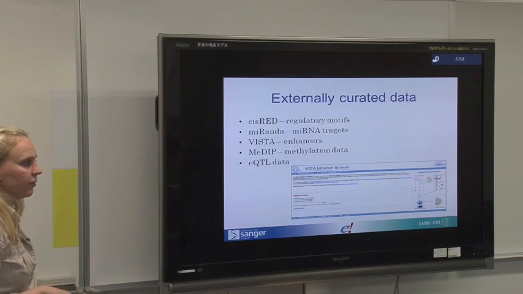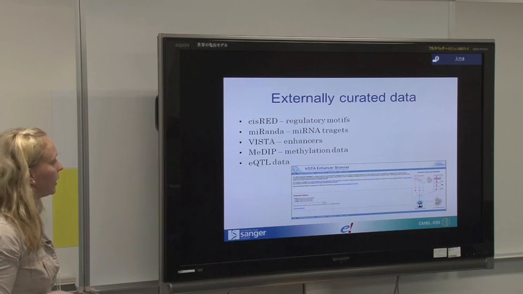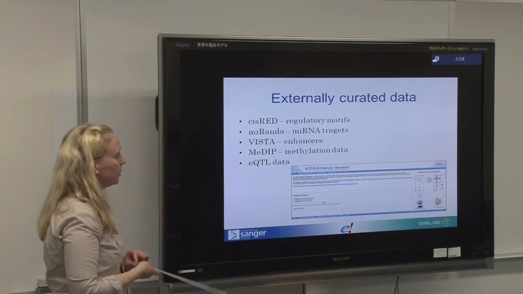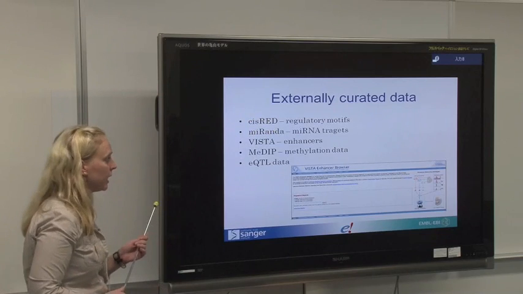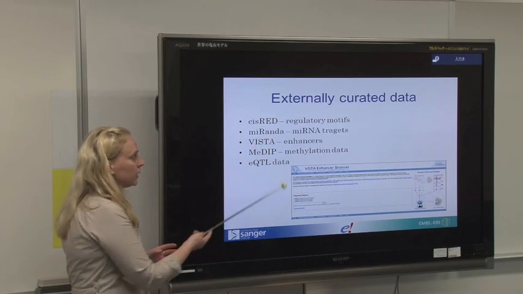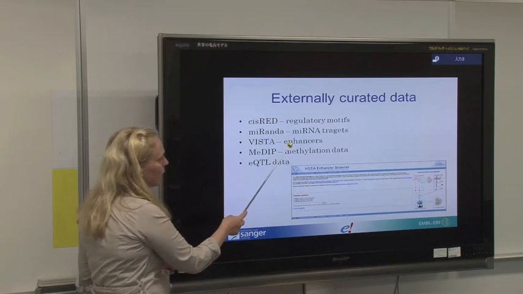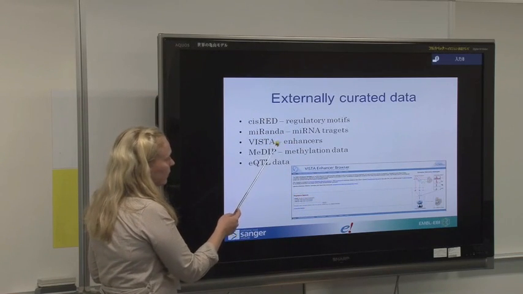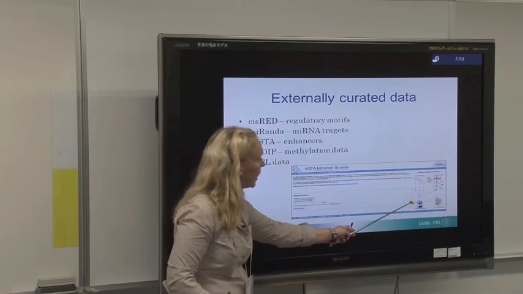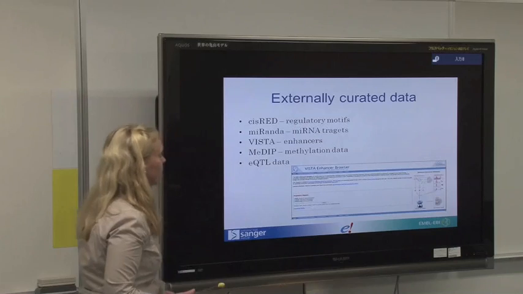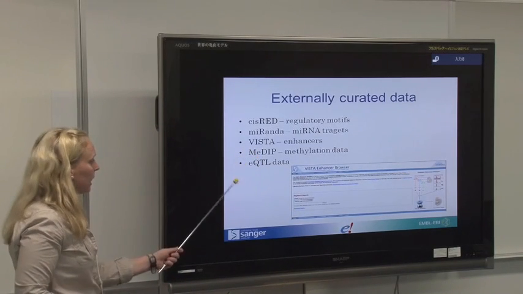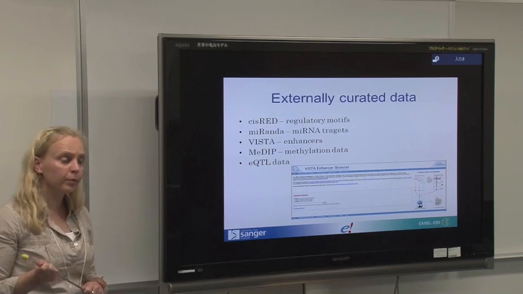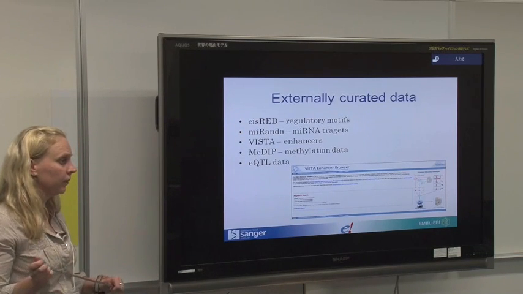In addition to all these data from ENCODE, which we use to annotate regulatory features, we also import data from other databases, such as SysRef, which covers regulatory motifs. MicroRNAs are imported from Miranda. Vista is a very good database which looks at enhancers, and it's experimentally supported, so that's why I have it here. If a regulatory region is supported by Vista, you're likely to be able to look at all the functional experiments which support the location. More and more methylation data are coming in, and expression quantitative trait loci, mostly from the same institute, are also available. All these you can attach to the region in detail.